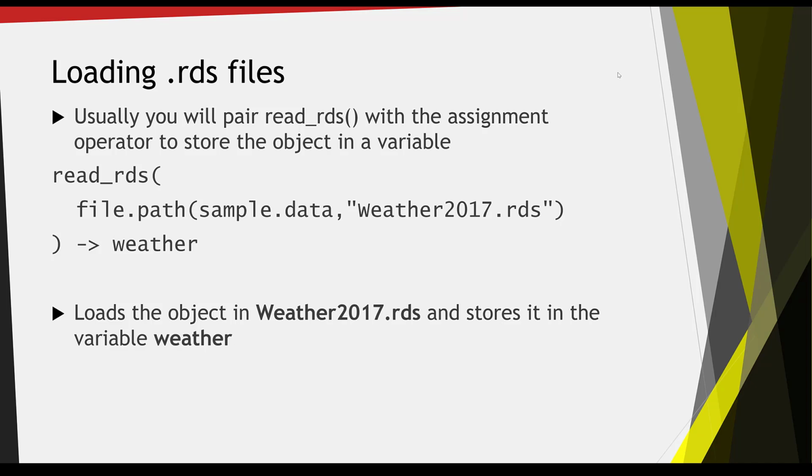So in the example that I have here, I use the read_rds function. I combine the directory where I store my data and the weather2017.rds file name with the file.path function to create a file name. I then take that and use the assignment operator to put that information in the weather variable. What that's going to do is look for the file weather2017.rds, read it, pull the information stored inside of it out, and put it in the variable weather.